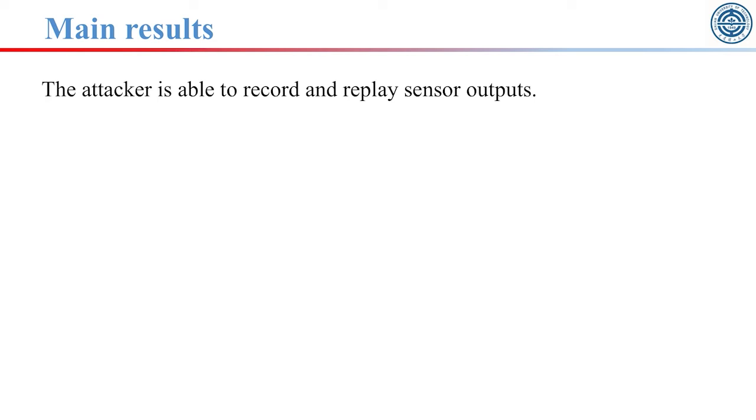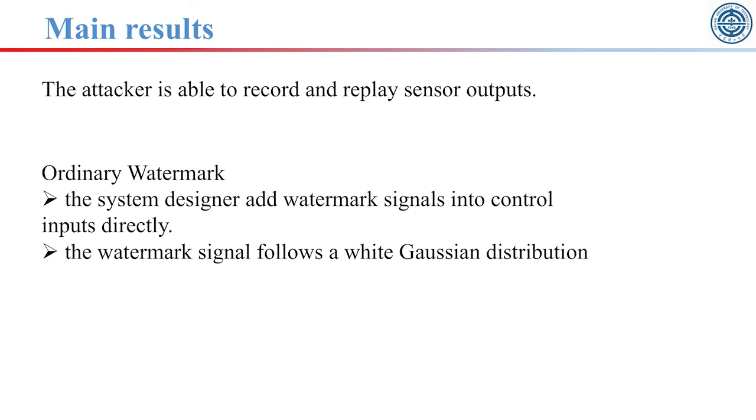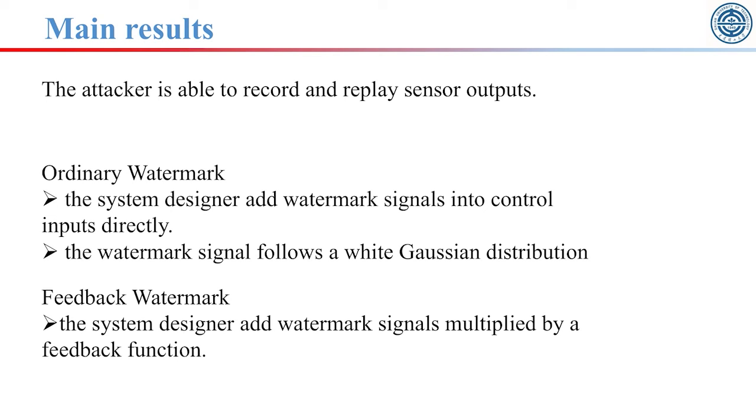We have some summaries here to conclude some basic properties of replay attack and watermarks. For the replay attacker, the attacker is able to record and replay sensor outputs. As for the watermarks, the difference between ordinary watermark and feedback watermarks are given here. As for the ordinary watermark, the system designer just adds watermark signals into control inputs directly, and the watermark signal follows a white Gaussian distribution. As to feedback watermark, the system designer adds watermark signals multiplied by a feedback function.